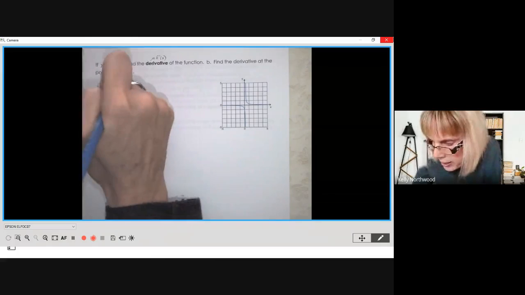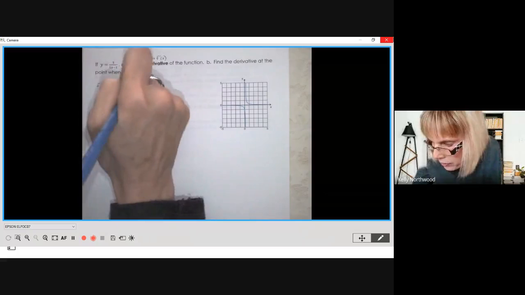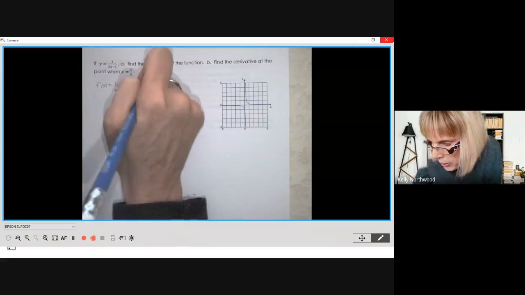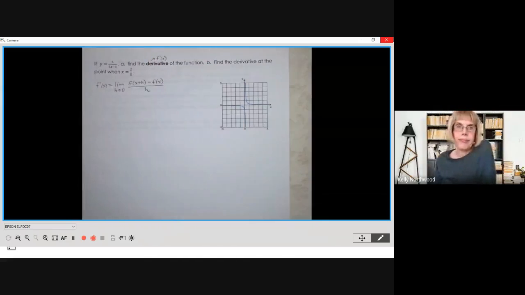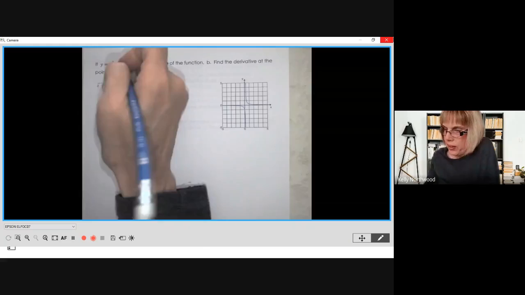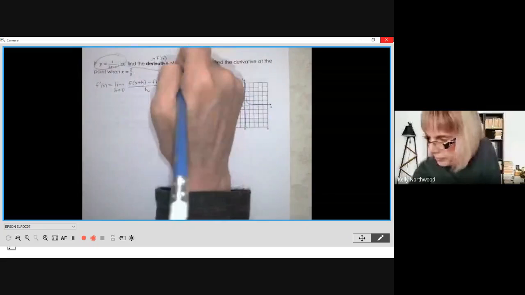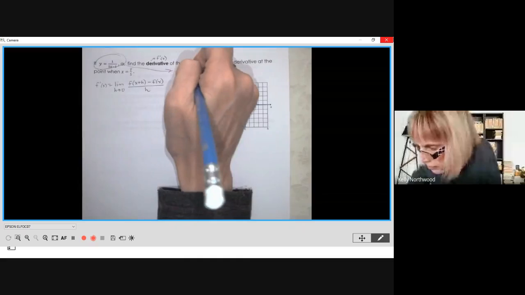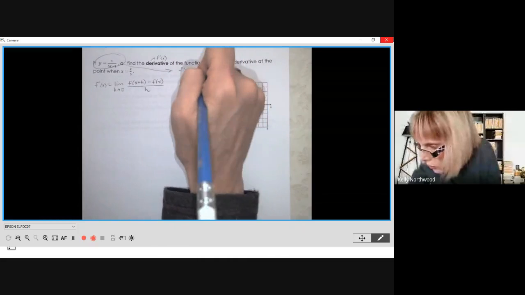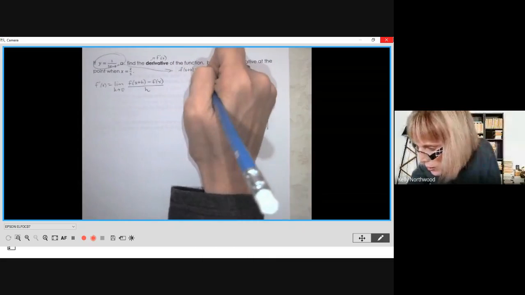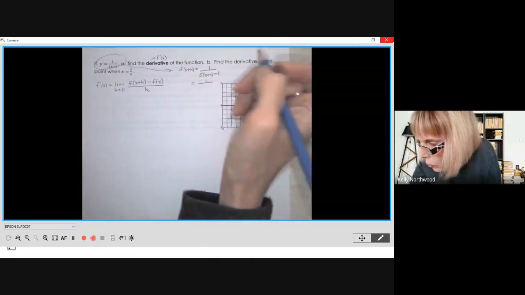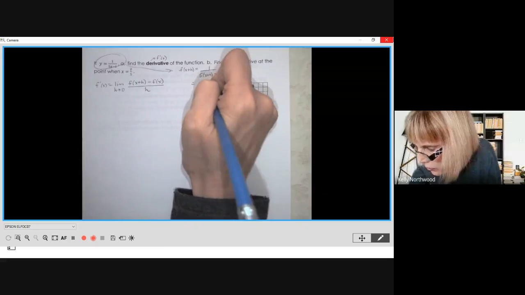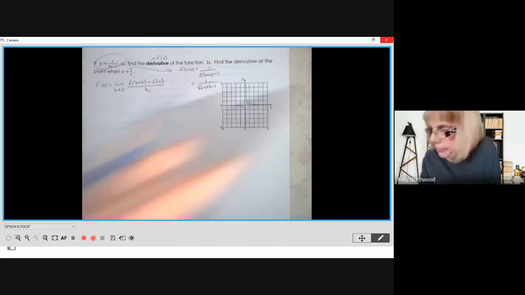So it's the limit as h approaches 0 of f at x plus h minus f at x over h. And then you need to find f at x plus h using the defining equation. So it's going to be 1 over 5 times x plus h minus 1, or 1 over 5x plus 5h minus 1.